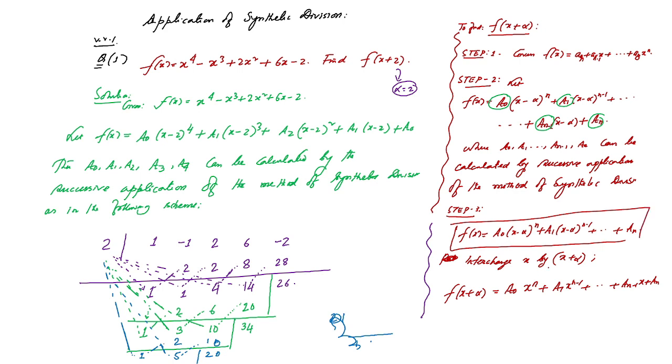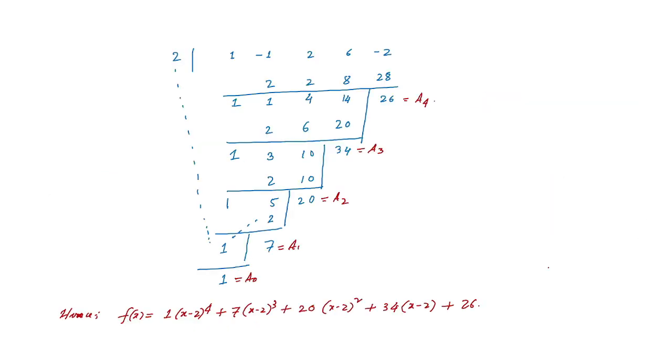Now we'll replace x by x plus alpha. And hence consequently, what is f(x + 2)? Replace in position of x by x plus 2. So that will be x to the power 4 plus 7x cube plus 20x square plus 34 times (x plus 2 minus 2). So 2 minus 2 cancel. 34x plus 26.